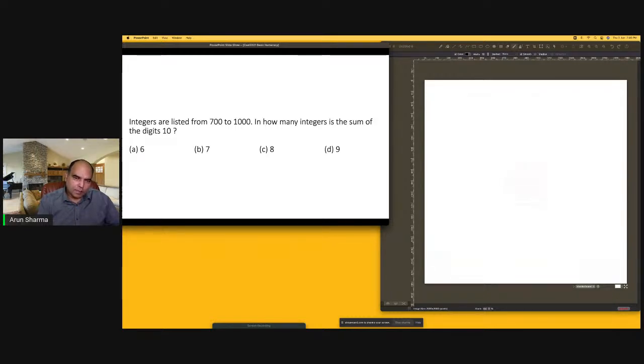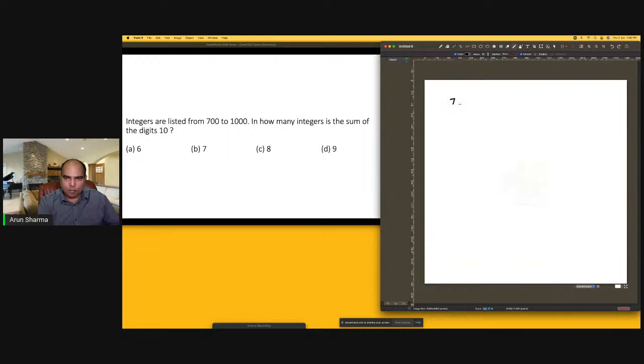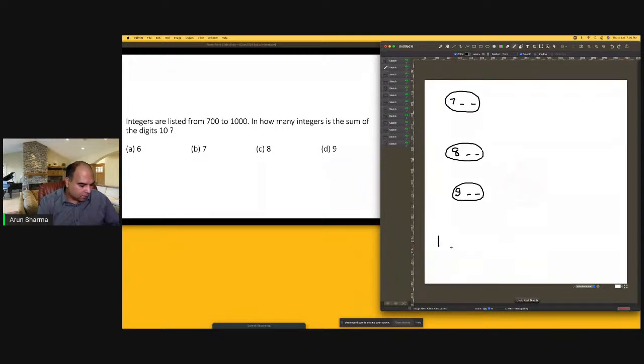So the next question, this is the 8th one of this series, 9th one of the session today. Integers are listed from 700 to 1000. In how many integers is the sum of the digits 10? So you have to think about this in a structure. In any counting situation, the more structured you are, the better it is. So you've got 4 kinds of numbers. When you write from 700 to 1000, in 3 digits you've got 3 kinds of numbers: 700, 7 double dash, 8 double dash, 9 double dash. 1000, of course, will not count because the sum of digits is not 10 in that, right?